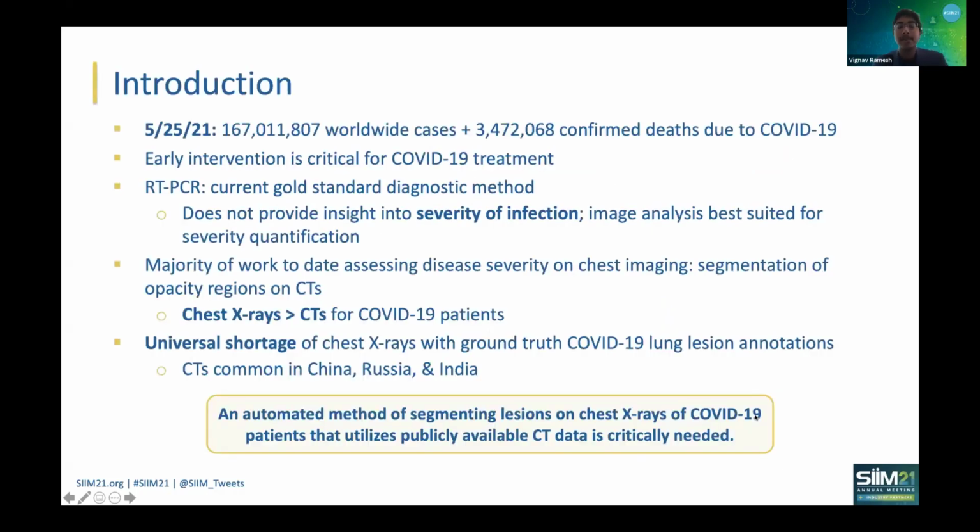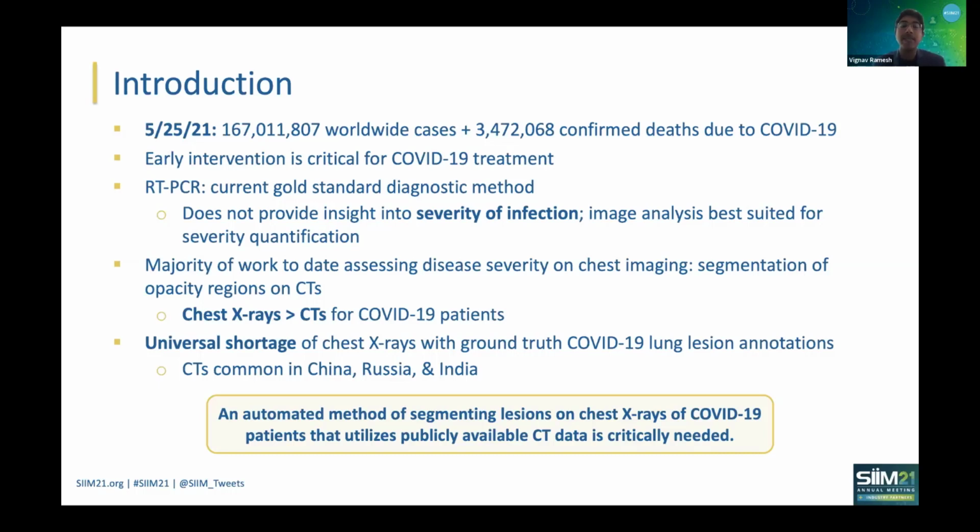So just as of yesterday, the World Health Organization reported more than 167 million worldwide cases of COVID-19 and almost 3.5 million confirmed deaths. Chest X-rays are frequently obtained to determine the extent of lung disease in potential COVID-19 patients and are a valuable source of data for creating artificial intelligence models for both COVID-19 prediction and severity quantification.